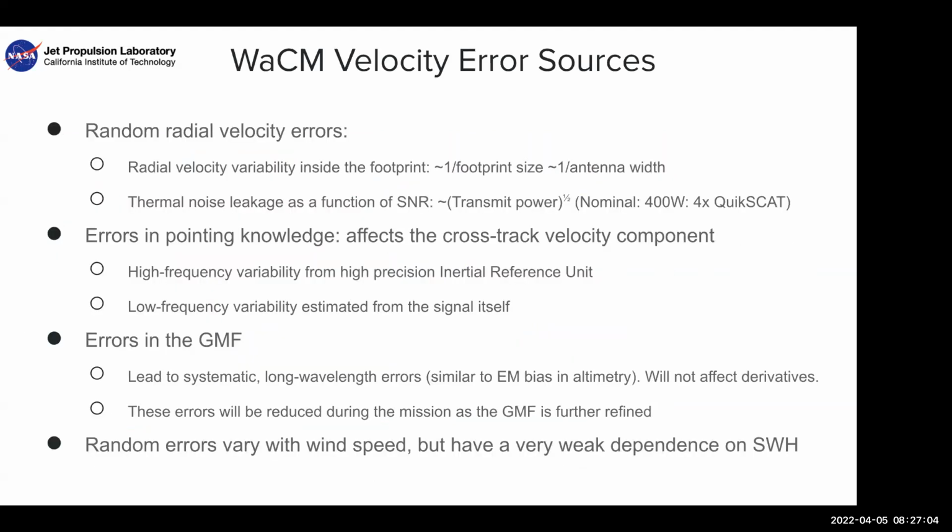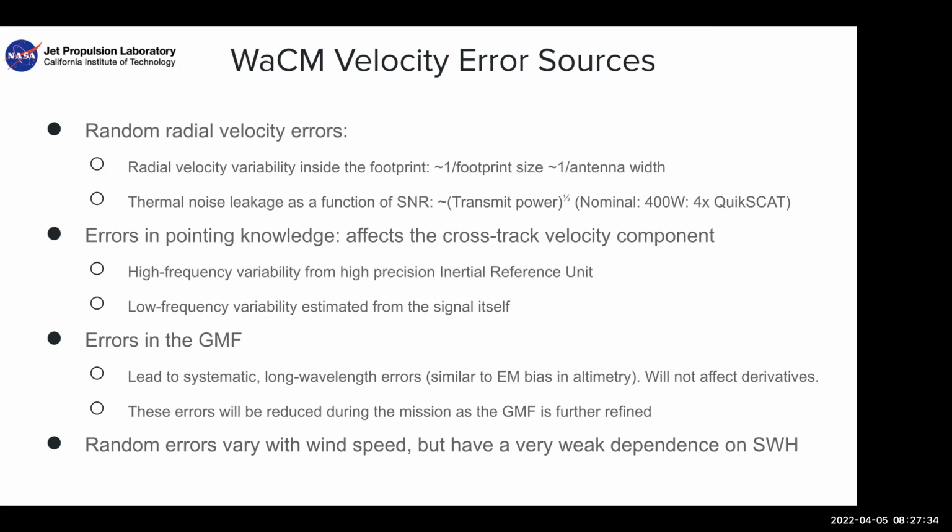So the error sources, we have several error sources. We have random errors, which basically we will average out as you average spatially. And those depend on the antenna width. And then some that depend on the square root of the transmit power. So we're less sensitive to the transmit power than to the antenna width. We have errors in the pointing, and I'll go through those very quickly.